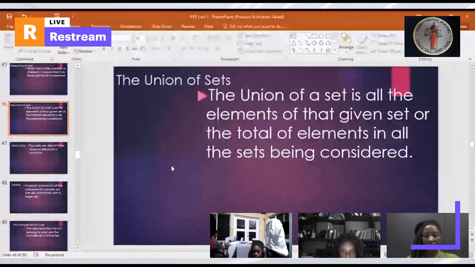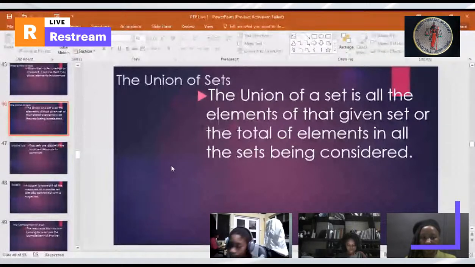The union of sets. The union of a set is all the elements of that given set, or the total of elements in all the sets being counted. All right, so if we have two sets, whether or not they overlap, whether or not they intersect, their union is the total of all the elements in both sets.